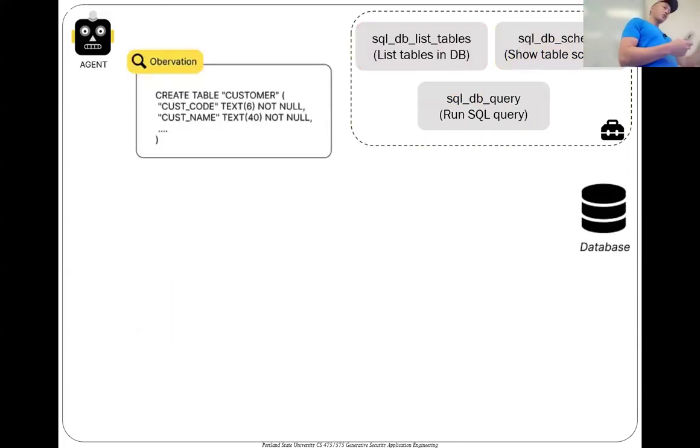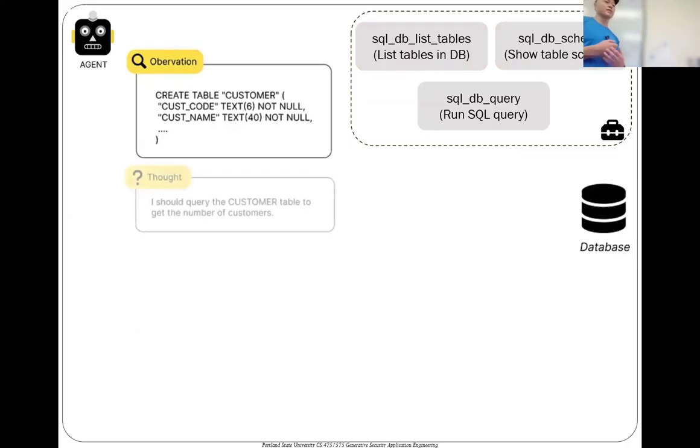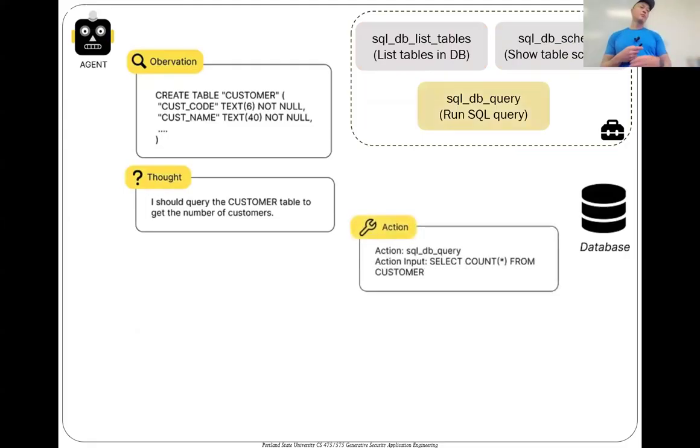And then I get back, oh, this is the customer table, the code and the name and these sorts of things. And so then the agent's like, well, I know the format of the customer table. Now I can just query the customer table to get the number of customers in that table. And then it produces the SQL query, which is select count star from customer.